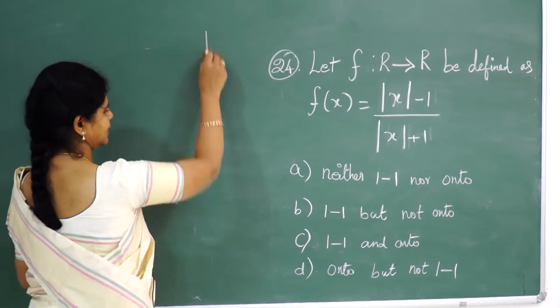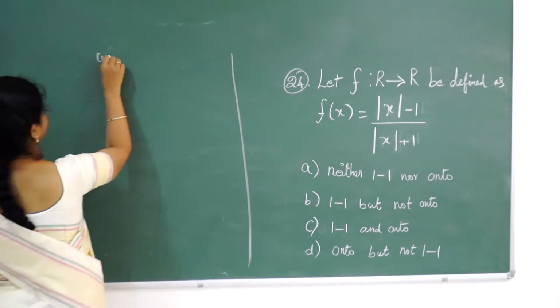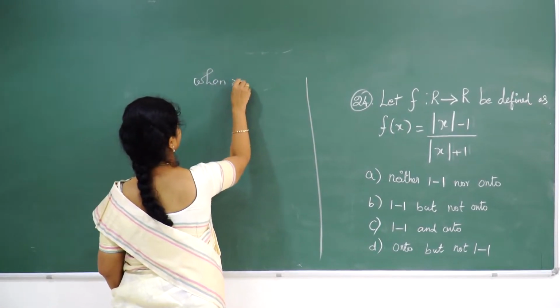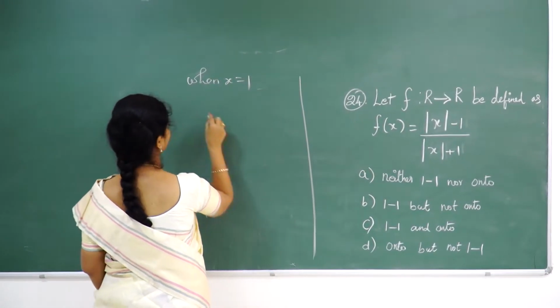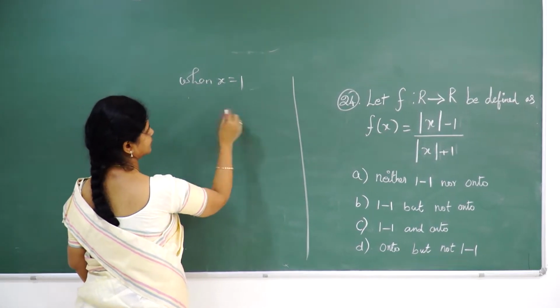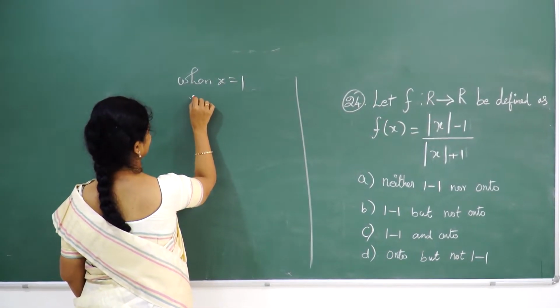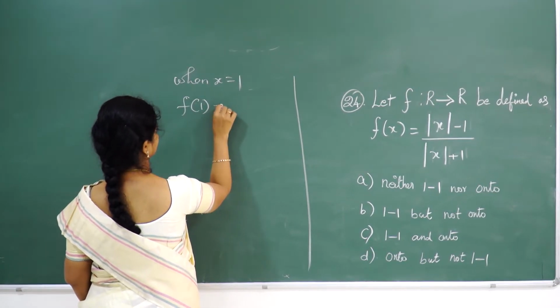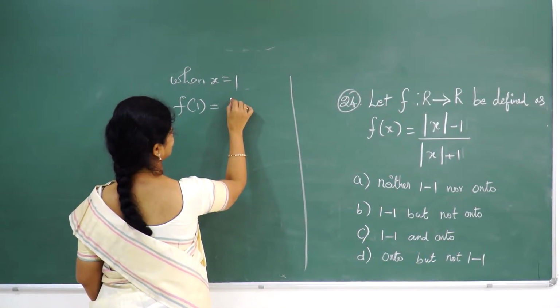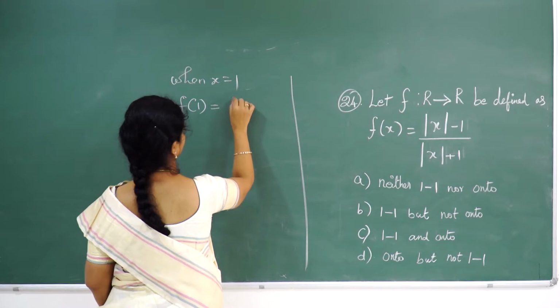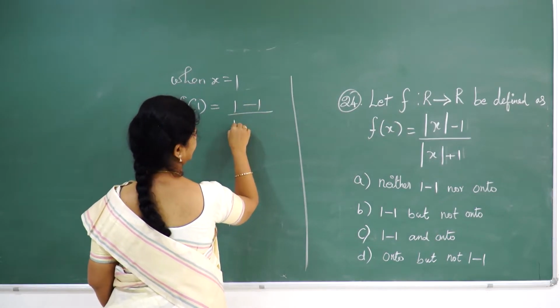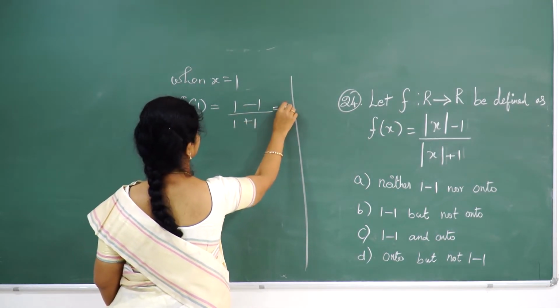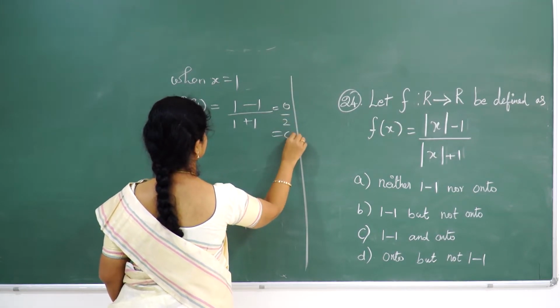First, when x is equal to 1, what is your value? That is f(1), which is equal to the modulus of 1, which is just 1, minus 1, divided by 1 plus 1. So this is 0 by 2, and this answer is 0.